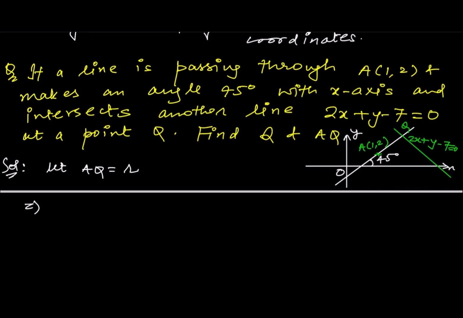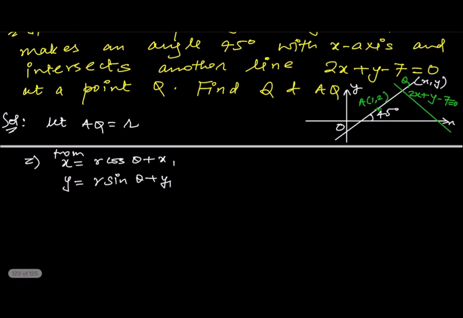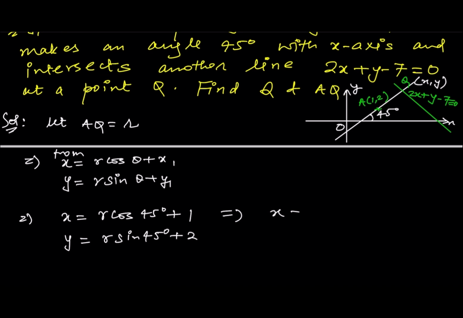So parametric coordinates are x is equal to r cos theta plus x1 and y is equal to r sin theta plus y1. So x is equal to r cos 45 degree plus 1 and y is equal to r sin 45 degree plus 2, right? So you will get x is equal to r.